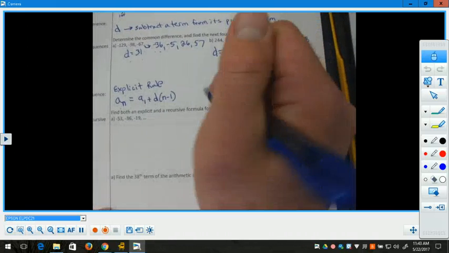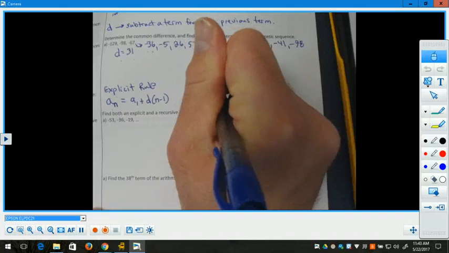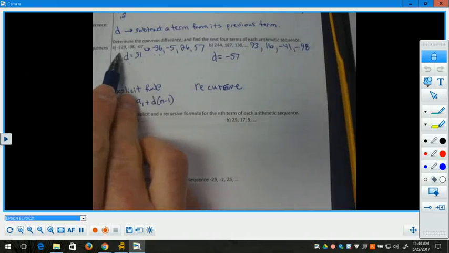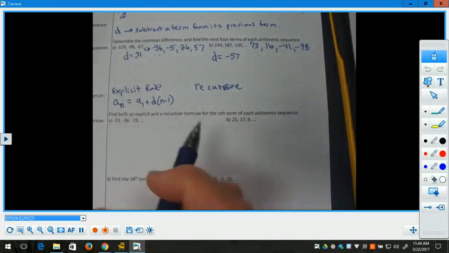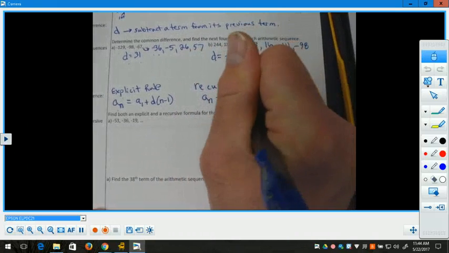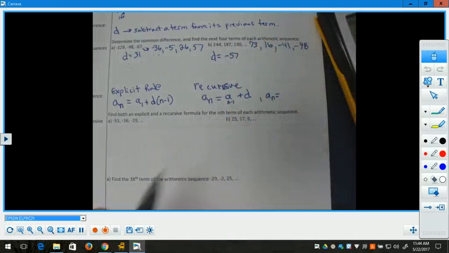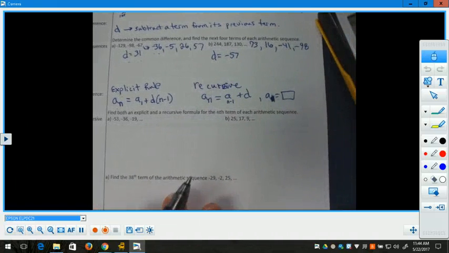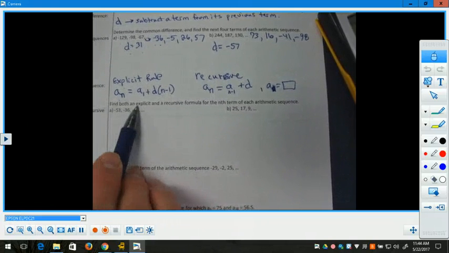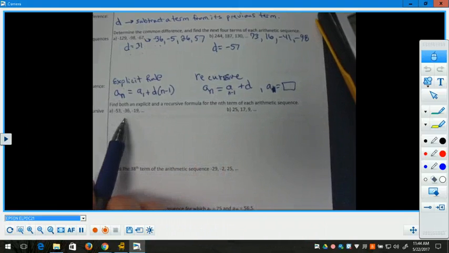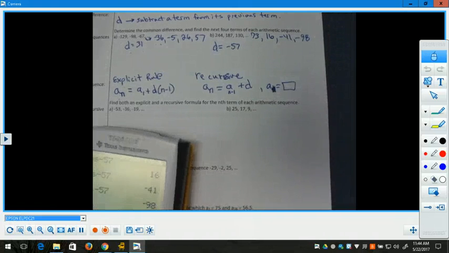That's the explicit rule. The recursive rule, which you may have already guessed, is taking the previous term and adding the value of d to it to get the next. So a sub n equals a sub n minus 1 plus d, and you'd have to give a value for the first term, a sub 1. We don't know this because we don't have a specific rule that we're doing this for. So for example 2, find both the explicit and recursive formula for the nth term of each arithmetic sequence. Well, first we have to find the value of d. In either case, we have to find the value of d.